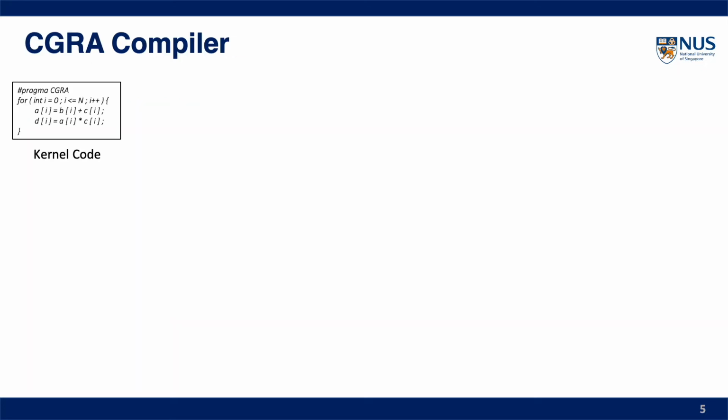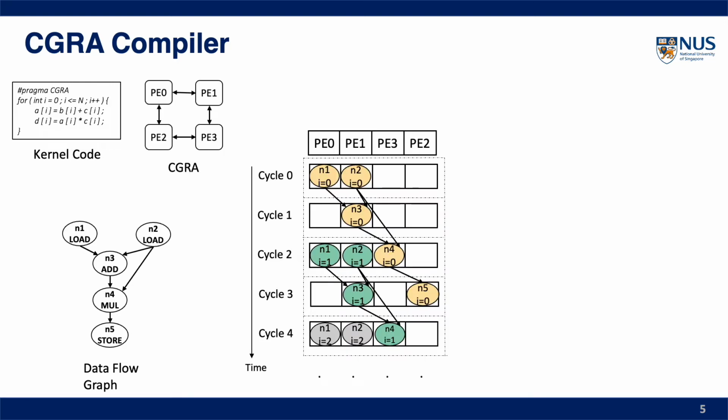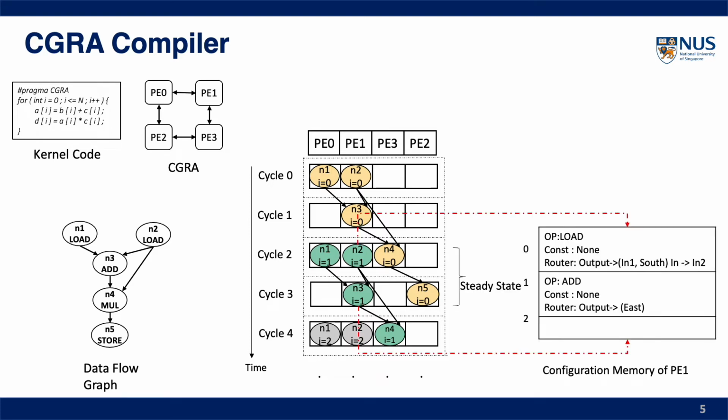CGRAs are efficient in accelerating loop kernels. The compiler's role is to statically generate the optimum spatio-temporal schedule for a given application kernel. It will first convert the annotated kernel code to a dataflow graph representation. The generated dataflow graph is then mapped to a CGRA exploiting inter and intra-iteration parallelism. Figure shows such a generated schedule. Once the static schedule is successfully generated by the compiler, it is loaded to the configuration memories of the CGRA prior to the execution.